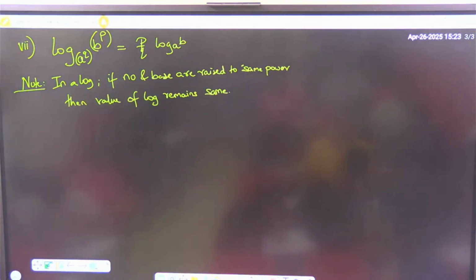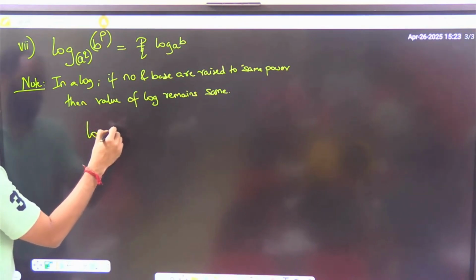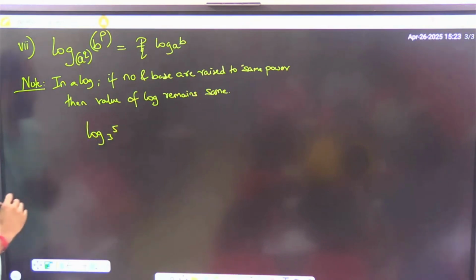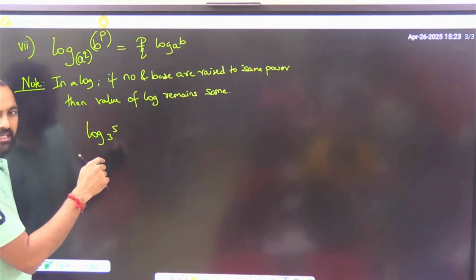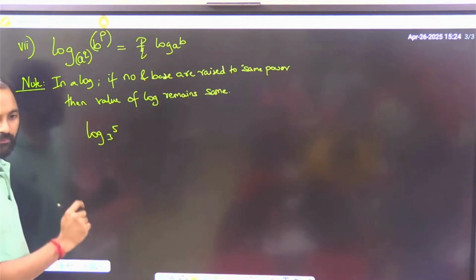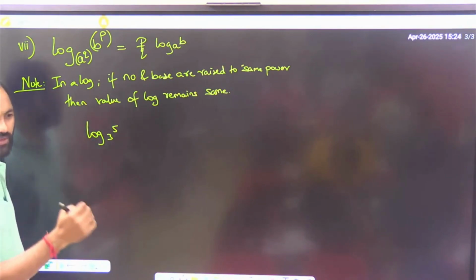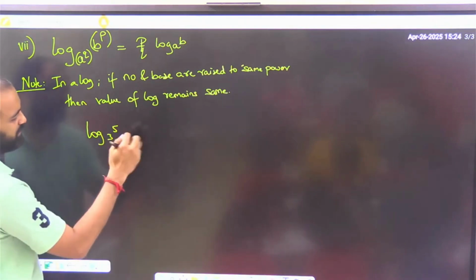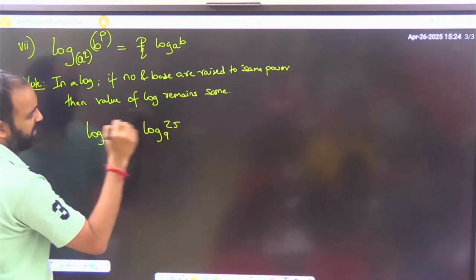Now what we mean by this is, suppose we have a scenario like this: log of 5 to the base 3. We take the number and the base and square both of them. What will we get? Log of 25 to the base 9. We squared the number and the base.